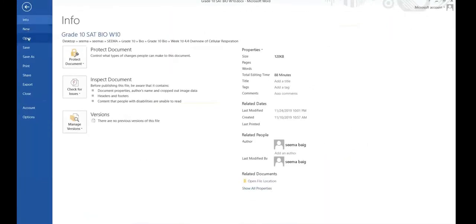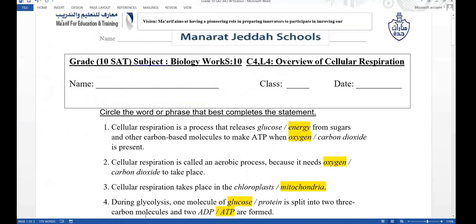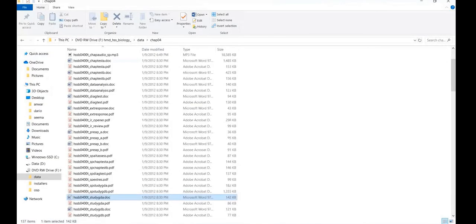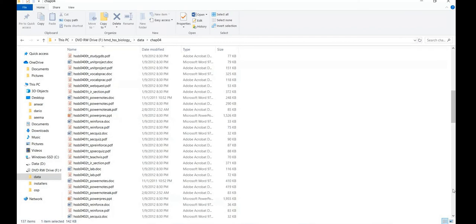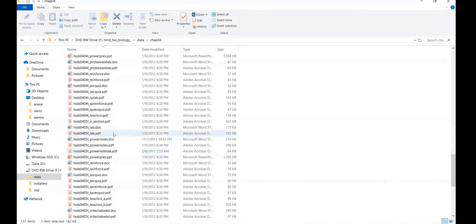So let's solve the MCQ worksheet as well. Please, can you send the MCQ worksheet on Teams? Sure, Lan, I shall send it today, inshallah. This is chapter 4, right? Is it 4? Yes, 4.